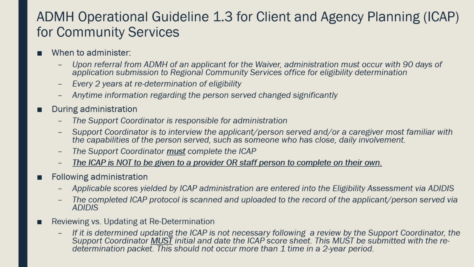ADMH Operational Guideline 1.3 for Client and Agency Planning for Community Services. When to administer the ICAP. Upon referral from ADMH of an applicant for the waiver, administration must occur within 90 days of application submission to the Regional Community Services Office for a determination of eligibility. It is administered every 2 years at redetermination of eligibility, or any time information regarding the person served has changed significantly. Examples of this include increases in maladaptive behaviors or somebody who has maybe declined medically.